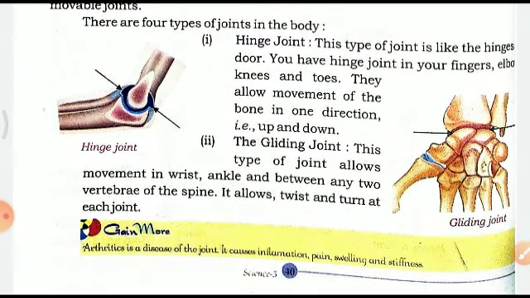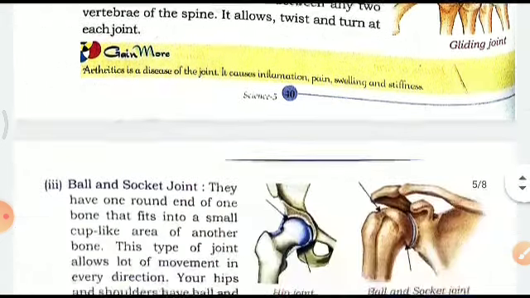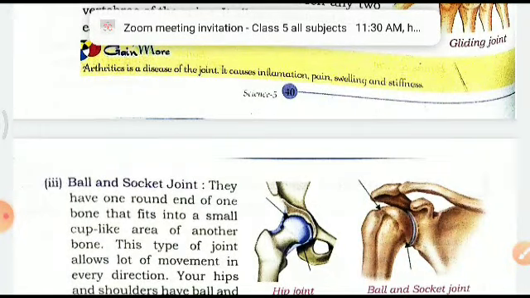First is the hinge joint. Where have you seen the hinge joint? It is seen in the toe, like a hinge on a door. You have hinge joints in your fingers and elbow. They allow movement only in one direction, up and down. Gliding joint: this type of joint allows movement in the wrist and ankle, between any two bones. It allows twist and turn of each joint. This is in the wrist.